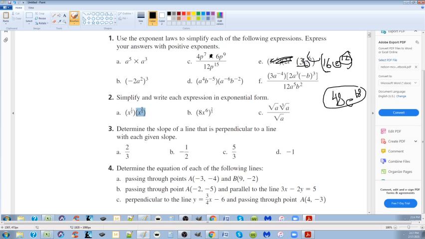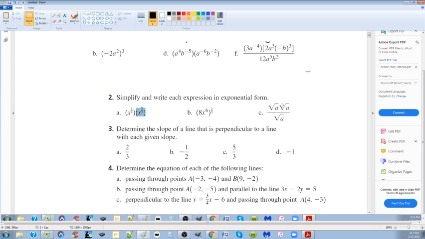And that's the answer. Don't make the mistake of going this way and multiplying these exponents first. The order of operations says that this exponent is affecting this bracket, which means we must resolve that before we multiply. Great, let's move on.